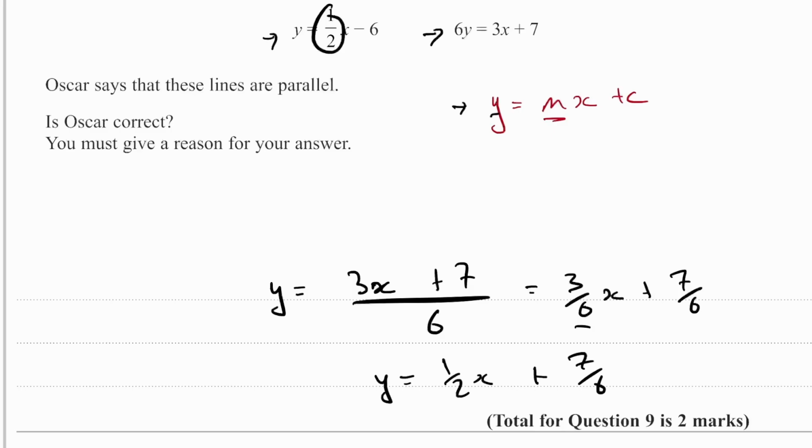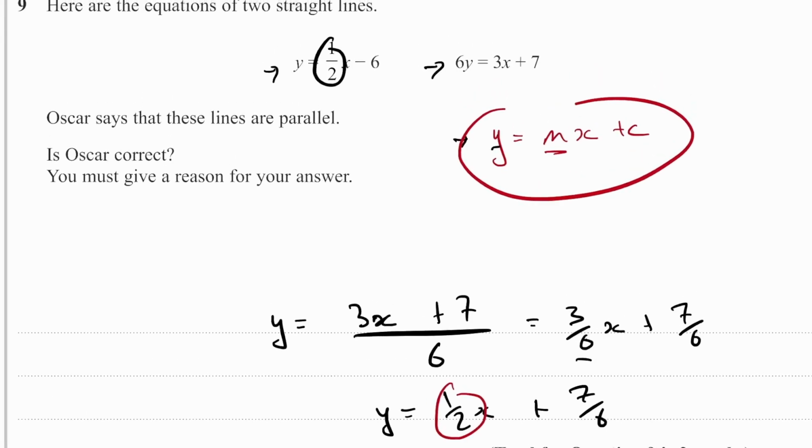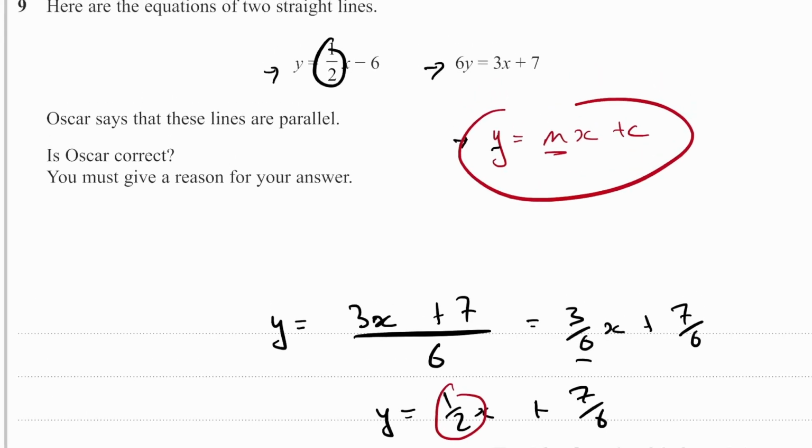And then you can see our gradient is going to be over here according to our form. And therefore they both have the same gradient of a half. So yes, these lines are parallel. So you can say yes. Okay.